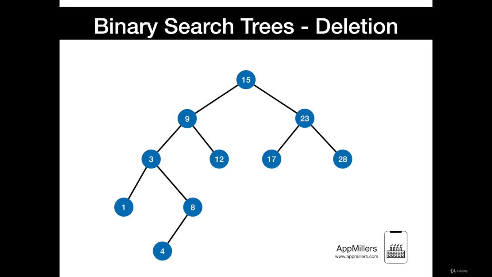Now let's look at the process for deleting nodes from a binary search tree. As an example, let's try to delete 28. When the node has no children, the target node is simply deleted and the process is complete. Okay, let's try to delete node 8, which has one child. In this case, the target is deleted and the child gets moved to the location of the deleted node, and the process is complete.